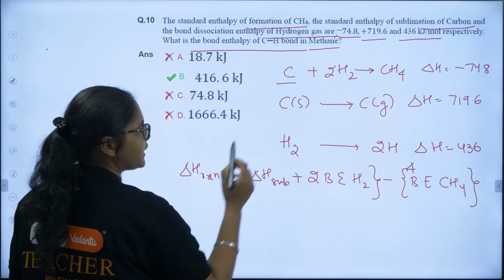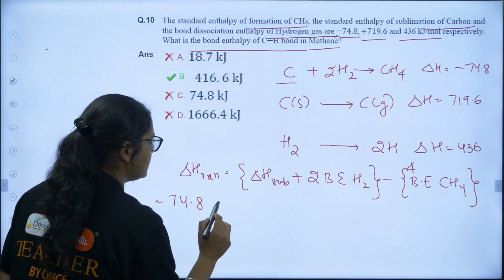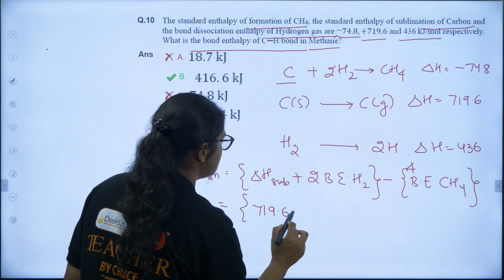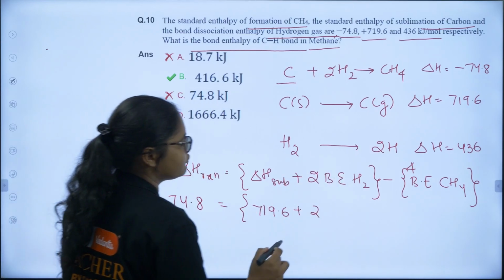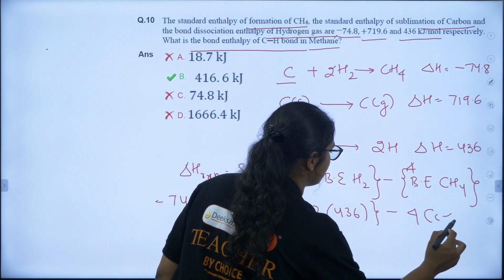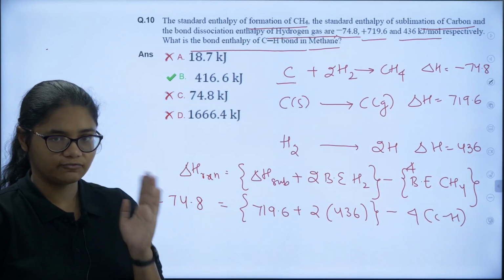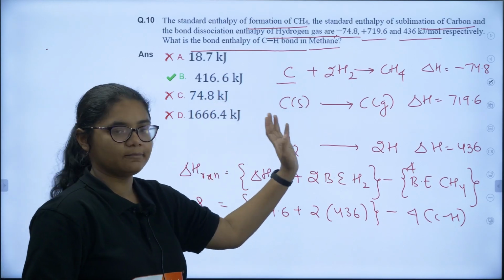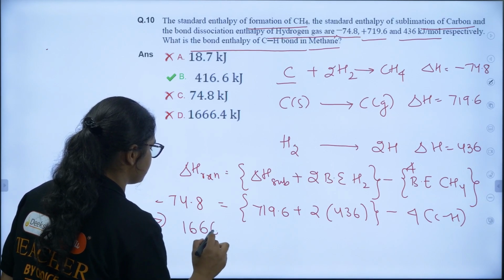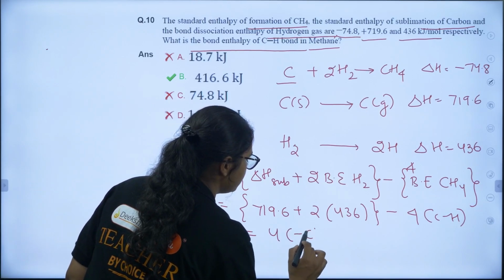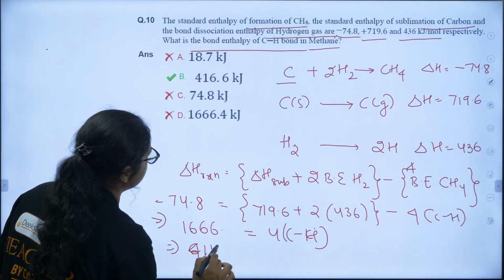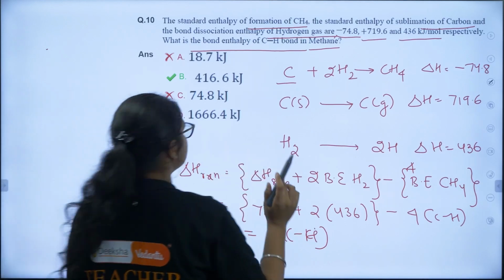So now delta H of this reaction is given to you, minus 74.8, is equal to delta H of sublimation, given to you as 719.6, plus 2 times the bond enthalpy of hydrogen, 2 times 436, right, then minus 4 times the CH bond. Why are we taking 4? Because in CH4 there are 4 CH bonds. So what I am writing is total enthalpy of reactants minus products. So now if you solve this, we will be getting around 1666 something equal to 4 times the CH bond. Okay, now if you divide this one, we will get around 416.6.